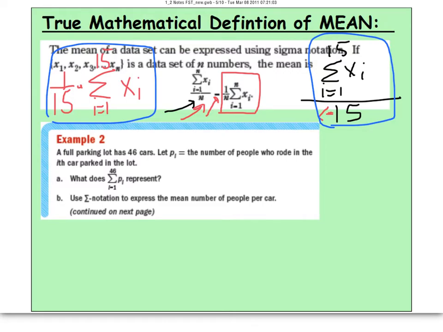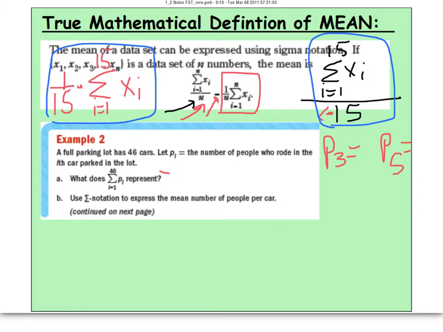Now let's look at an application of it. Example 2 says a full parking lot has 46 cars. Let p sub i stand for the number of people who rode in the ith car. So p sub 3 would be the number of people in the third car, and p sub 5 the number of people in the fifth car. They're asking what the sigma notation means. It says sum all the p sub i's from 1 to 46.